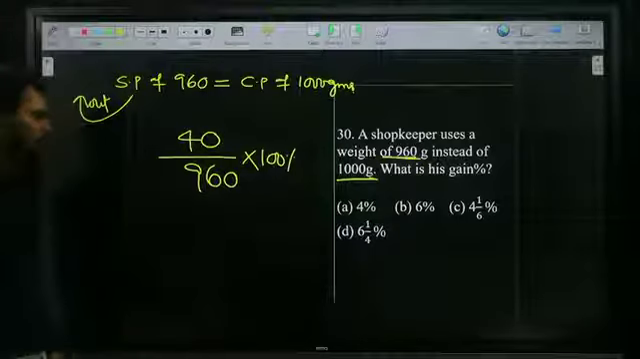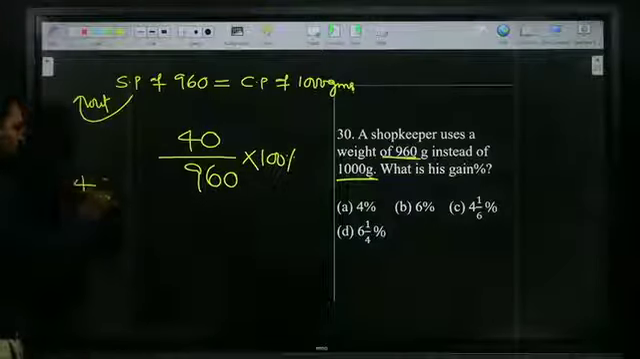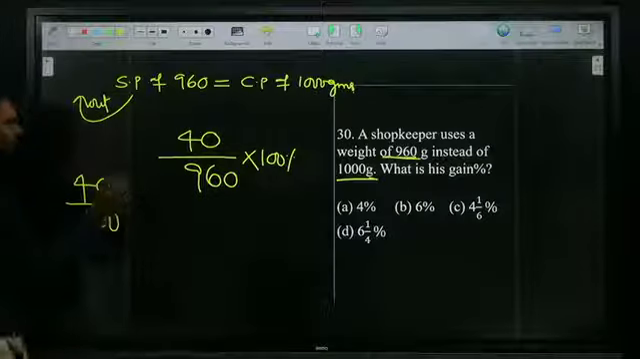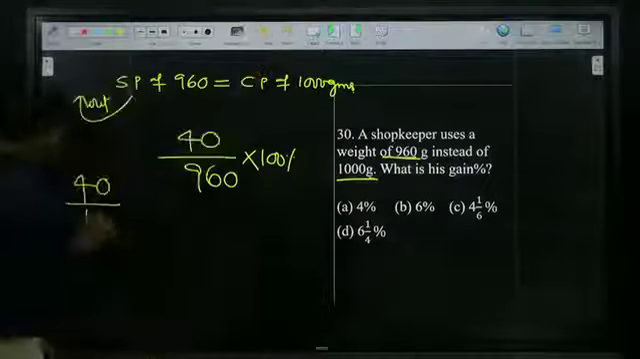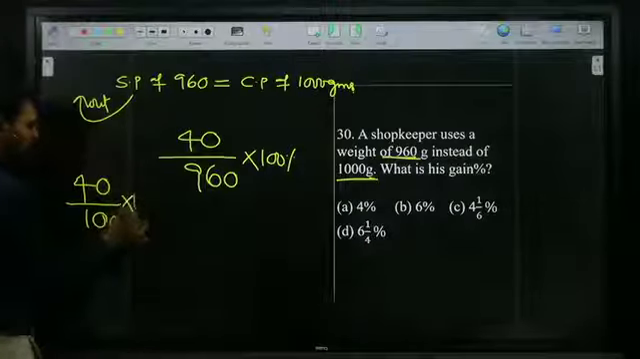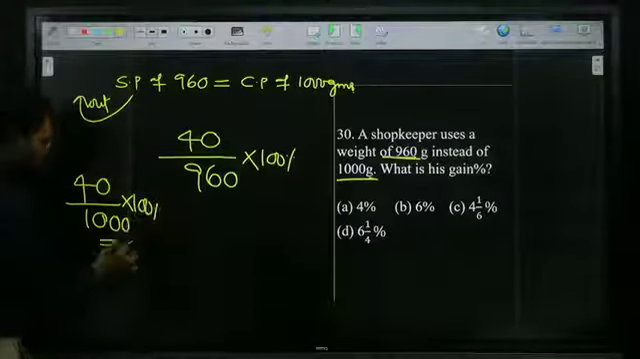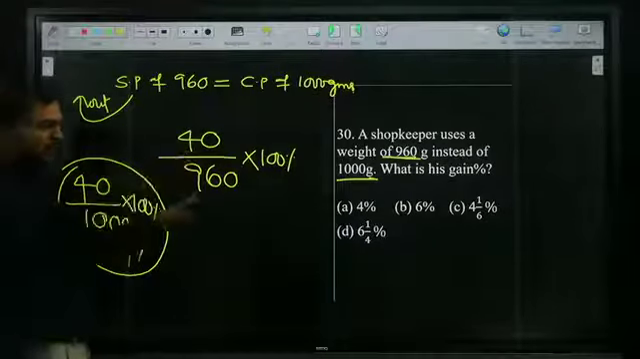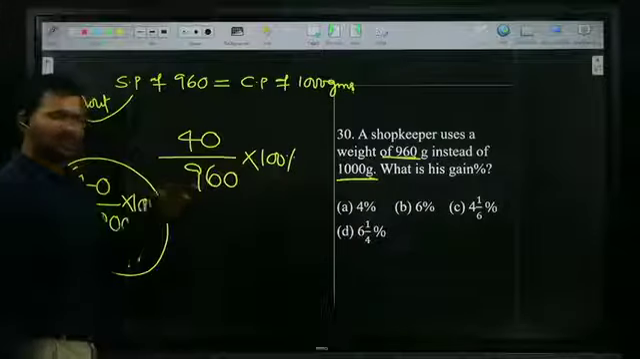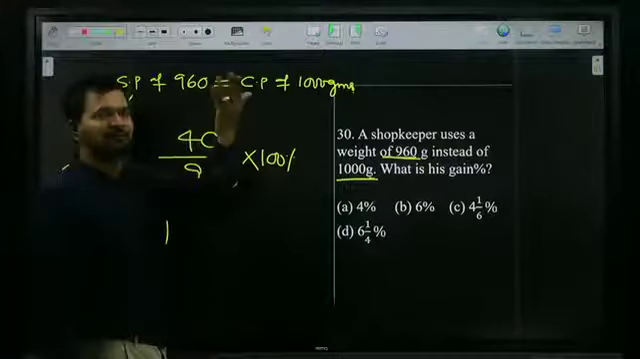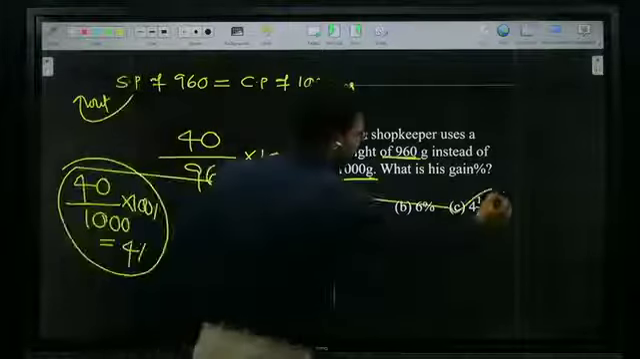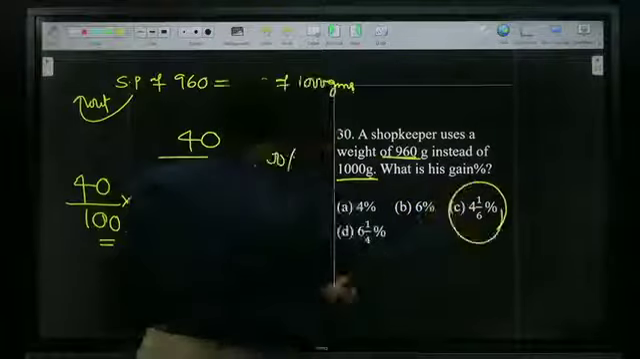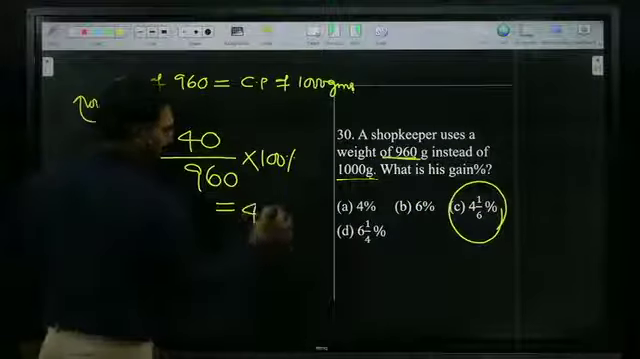Look at me, all of you. If 40 by 1000 is there, then your answer is 4%. But here 40 by 960 is there, so the denominator is less than 1000. That is the reason our answer should be more than 4. See the options. More than 4, which option is there? 4 1 by 6. Therefore your answer is 4 1 by 6.